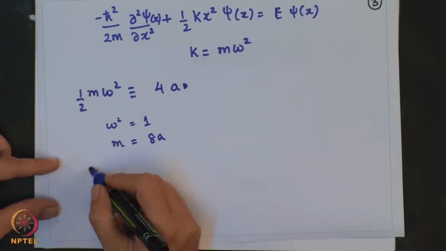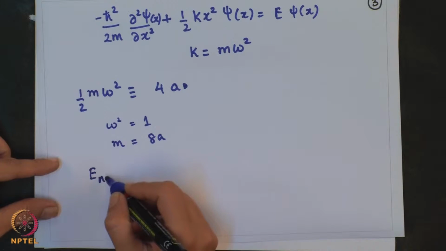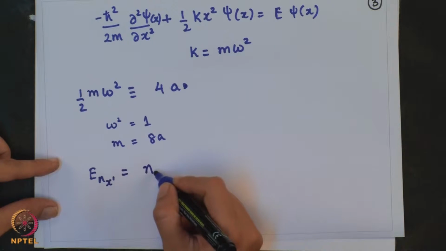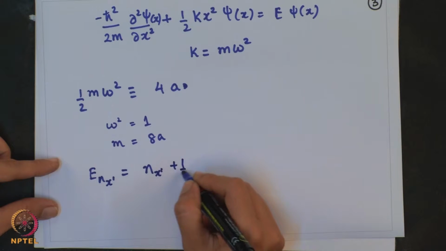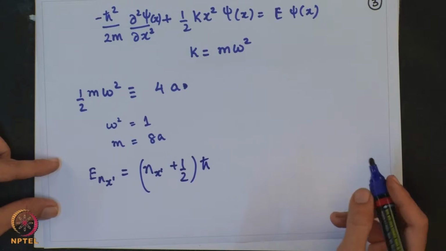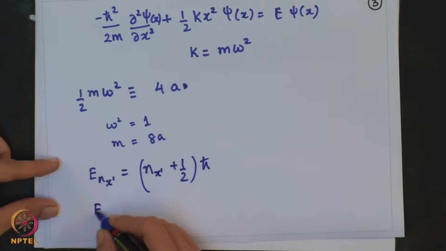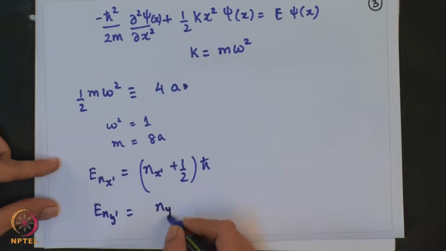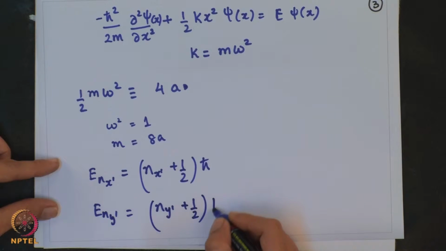So, the energy eigenvalue for x prime would turn out to be (n x prime plus half) h cross omega, and that for y prime would turn out to be (n y prime plus half) h cross omega.